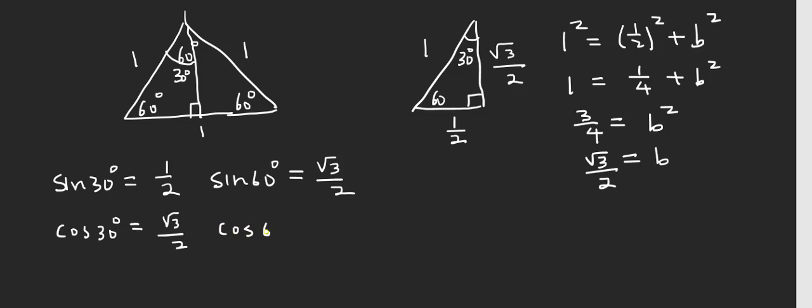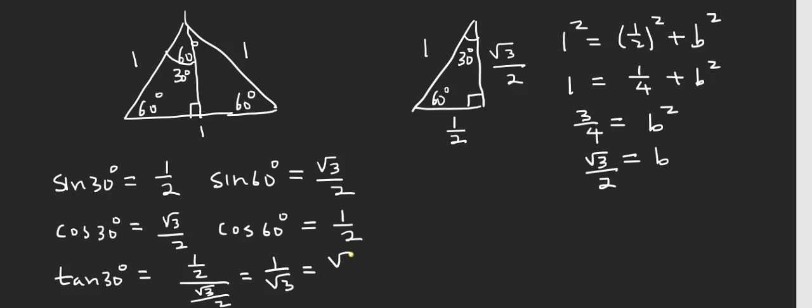What about cosine of 60? 60 is over here. What's adjacent to 60? 1/2. So it's 1/2 over 1, which is 1/2. Now what about tangent of 30? Tangent of theta is opposite over adjacent. So it's going to be 1/2 divided by radical 3/2, which is going to be 1 over radical 3, which is the same thing as radical 3 over 3.